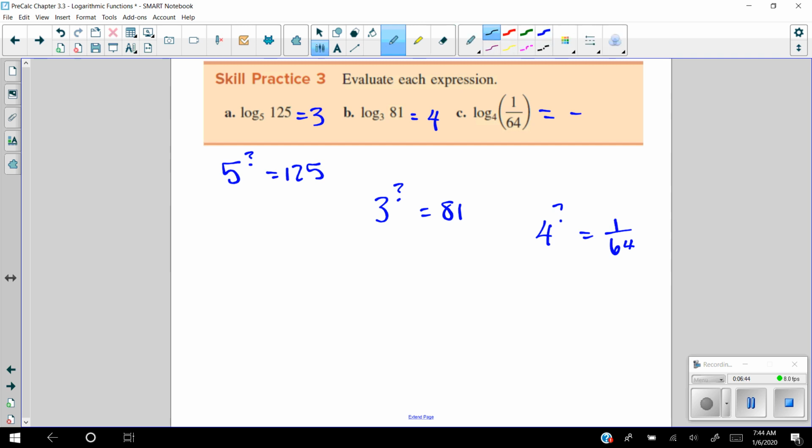My bad. So negative 3. Okay? So that's evaluating simple ones without a calculator yet.